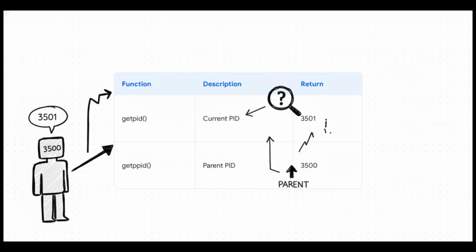Inside this block, it gets really fascinating. The child can use two specific system functions to figure out who it is and who created it. First, it calls getpid, which just returns the process ID of the currently executing process. Since the child is the one asking, it gets back 3501. Then it uses getppid. Notice that extra P in there? That stands for parent. By calling this, the child looks up the chain of command and accurately identifies process 3500 as the entity that spawned it.